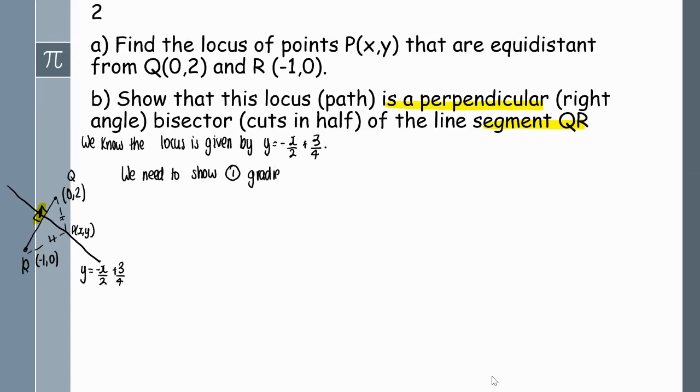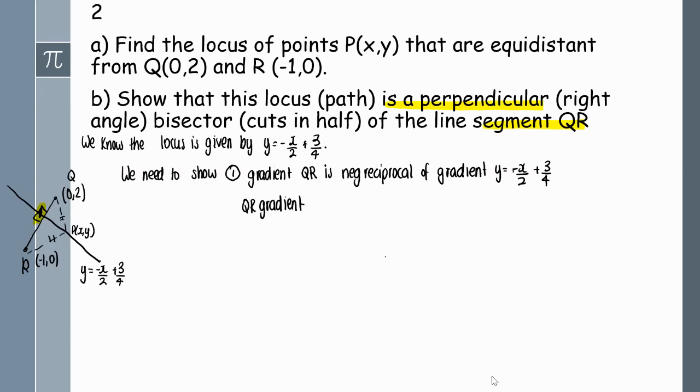In order to prove that two lines meet at right angles, the easiest way to do this is to show that the gradient of QR is the negative reciprocal of the gradient of my locus, y equals minus x on 2 plus 3 on 4. And by negative reciprocal, I just mean if you times the two gradients together, you'll end up with negative 1. Let's find the gradient of QR. So we've got to remember the gradient formula here.